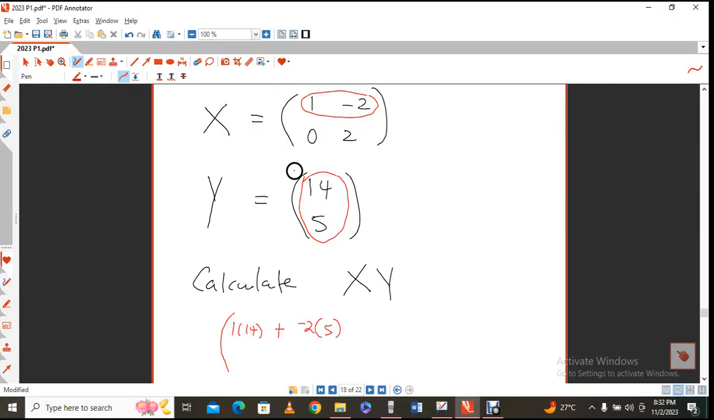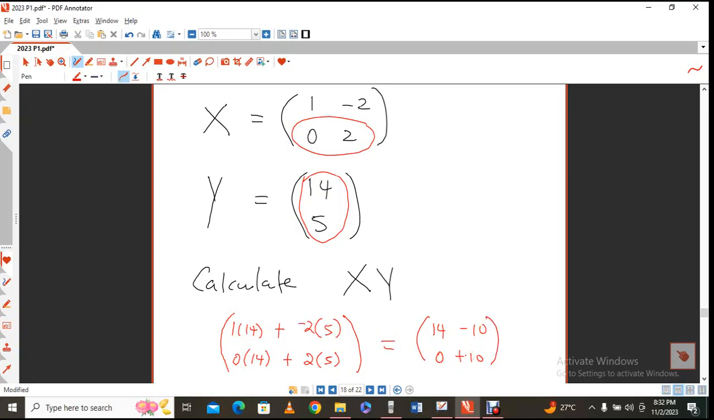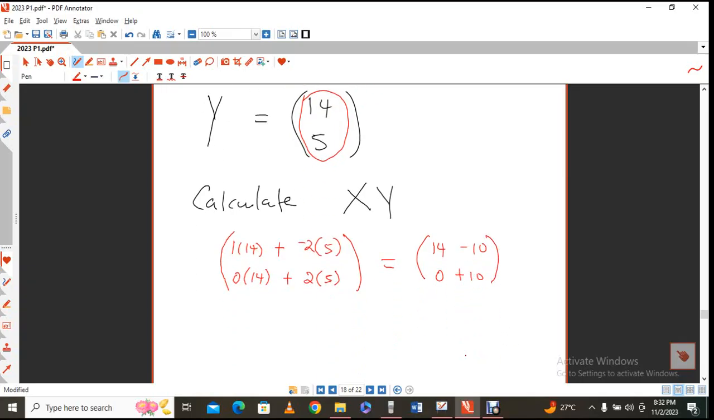Are we together? Now if I'm done with that, I'm going to do the second one, which is taking the second row. So I'm going to say 0 times 14 plus 2 times 5. All right, let's see what we are getting. We have 14 minus 10 on top here, and 0 plus 10 under. Eventually if we simplify this answer, you get 4, 10 as the final answer.